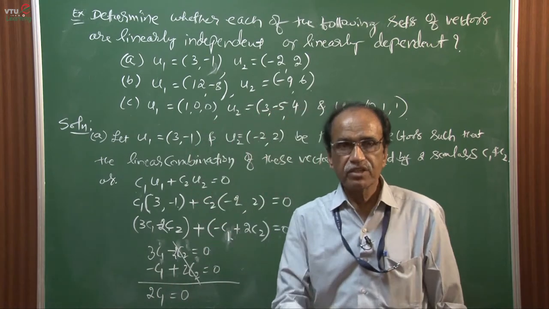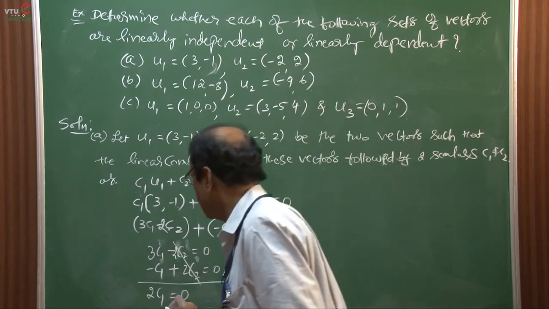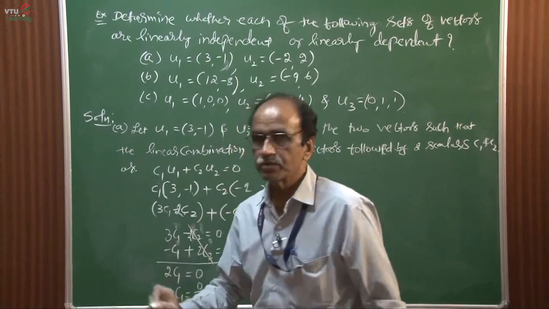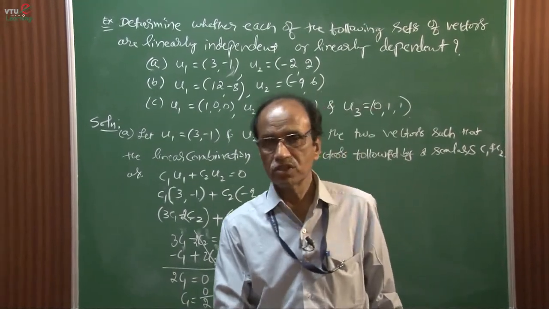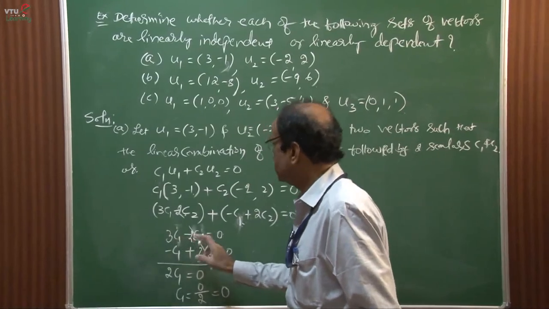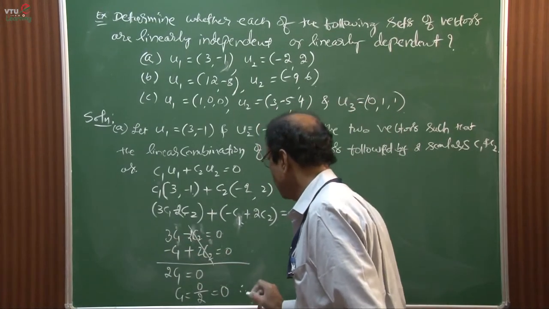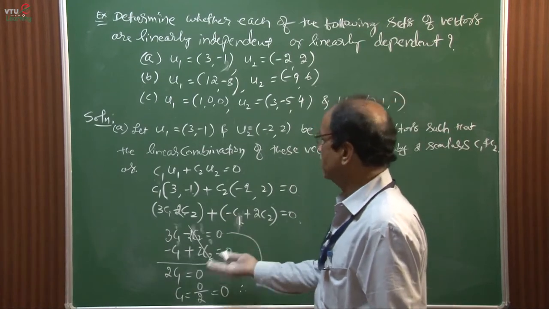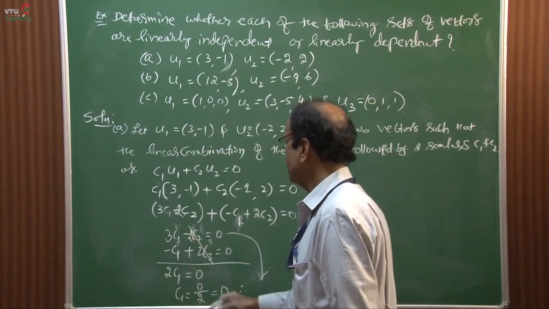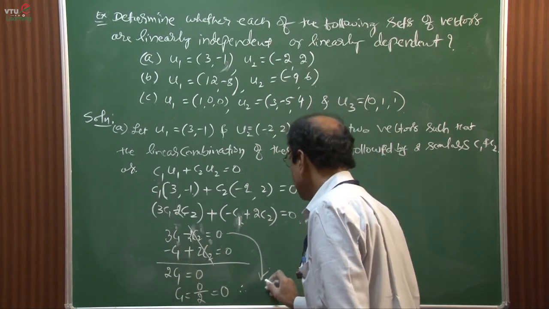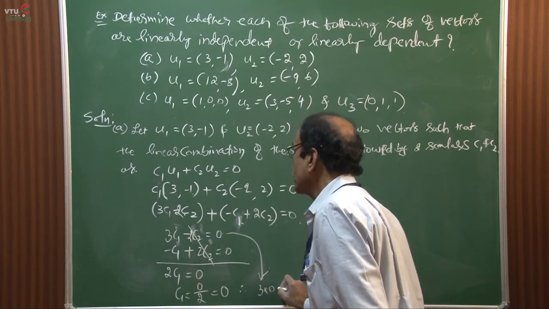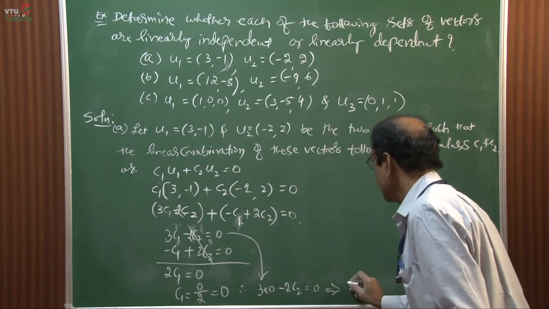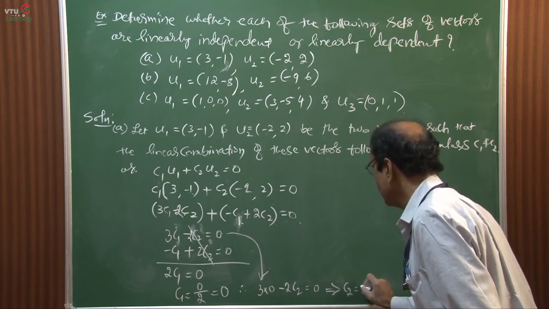This is the particular value. So, C1 is equal to 0 divided by 2, which is equal to 0. C1 equal to 0 means what is the value of C2, that you have to verify. From this equation or from this equation, anyone you can take. Put C1 equal to 0 here, then 3 into 0 minus 2 into C2 is equal to 0, which implies C2 is also 0.